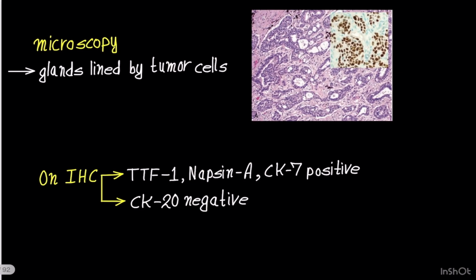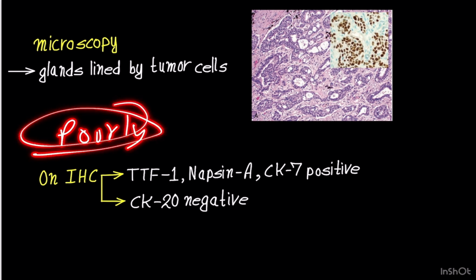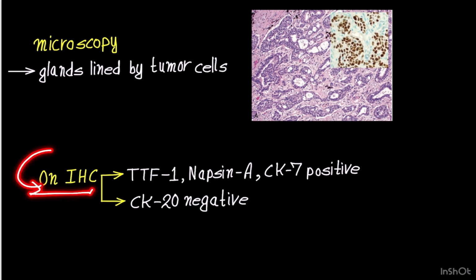On microscopy, if the adenocarcinoma is well differentiated, you can see glands which are lined by tumor cells. And if poorly differentiated, then you can do immunohistochemistry to diagnose adenocarcinoma, and on immunohistochemistry it should be positive for thyroid transcription factor 1, napsin A, and cytokeratin 7, and it should be negative for cytokeratin 20.